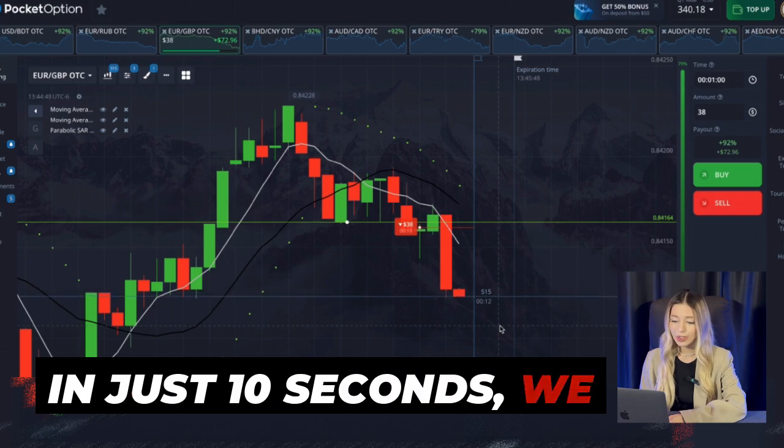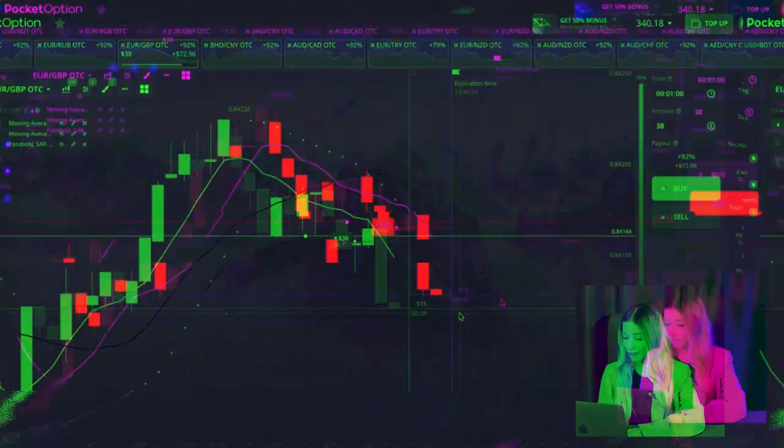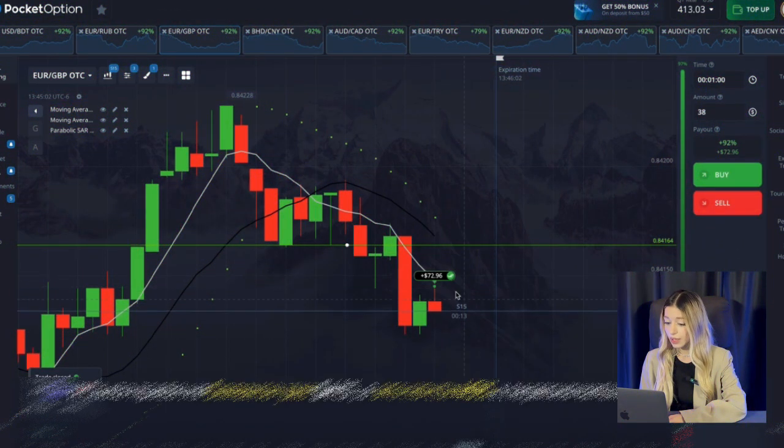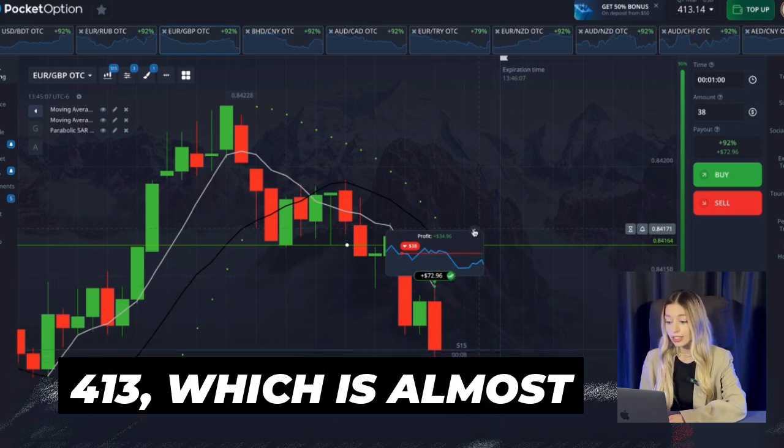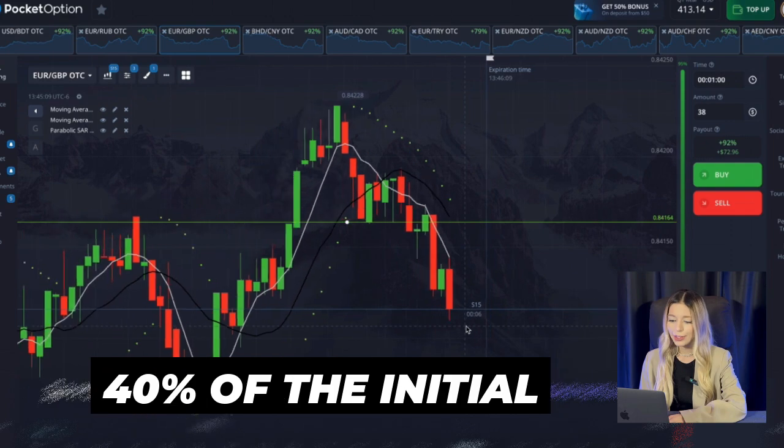In just 10 seconds, we will get another profit. So let's see. Yes, I was right. Now the balance is $413, which is almost 40% of the initial deposit with practically no risk. Okay guys, 6 minutes and I turned $300 into $413, and all thanks to sticking to risk management and using the strategy with 10% risk per trade. This isn't magic, it's real trading with proven strategies.